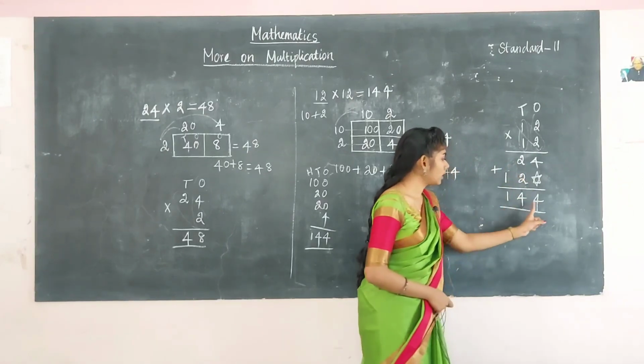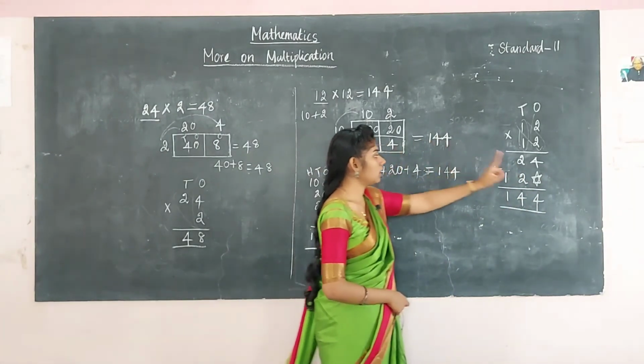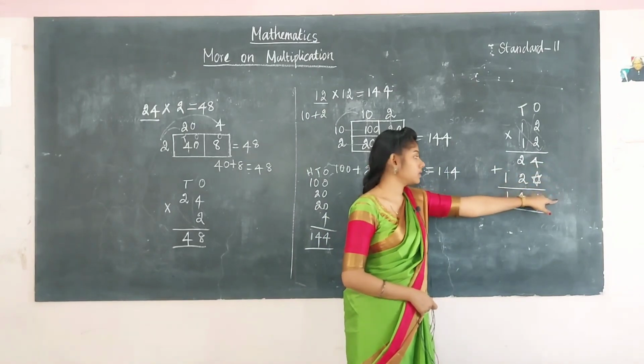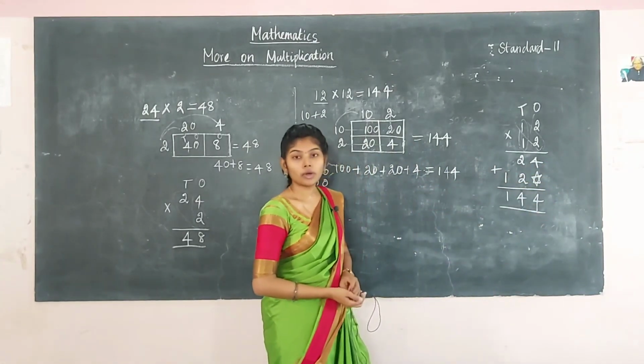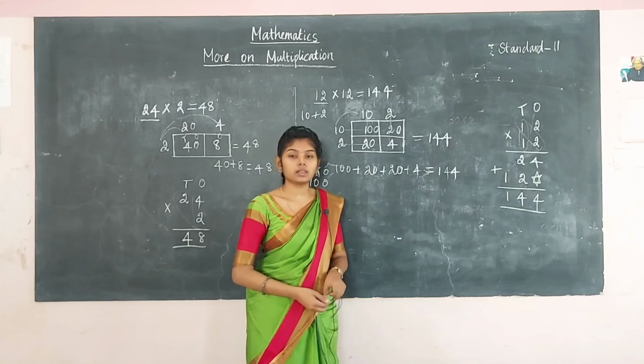So the answer is 144 by the box method, and by the place value chart we have seen. So the exercise problems you are going to see in the next class. Thank you, students.